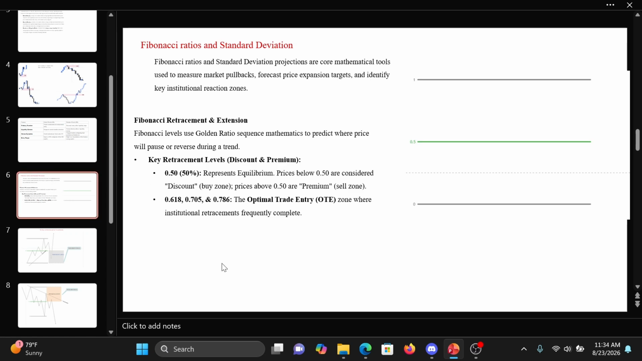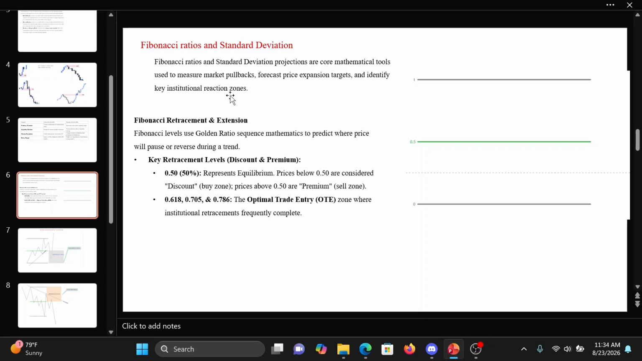So let's look at the Fibonacci. I wanted to pack this together so that it's a complete lesson, because these are supposed to be two different modules, but it's important that I pack them in one video. So we are saying Fibonacci and standard deviation. Fibonacci ratios and standard deviation projections are core mathematical tools used to measure market pullbacks, forecast price expansion targets, and identify key institutional reaction zones.